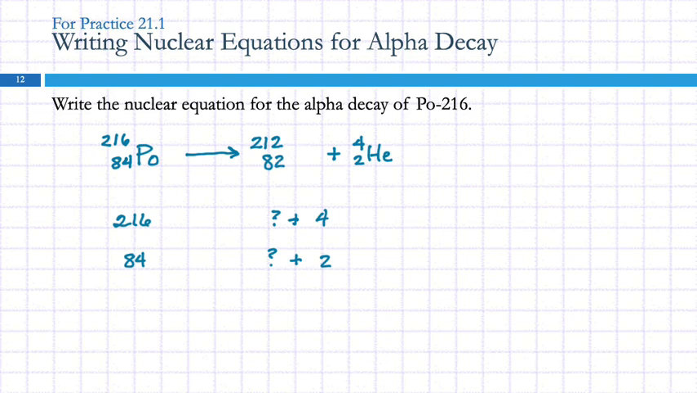What element is this? It's number 82. The periodic table says it's lead, Pb. Yes, this is the symbol for an alpha particle. It's not actually a helium atom because it doesn't have any electrons, but that's the symbol. Alpha decay, this is coming out. Any questions?